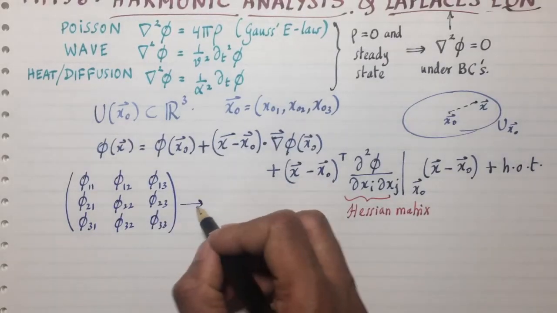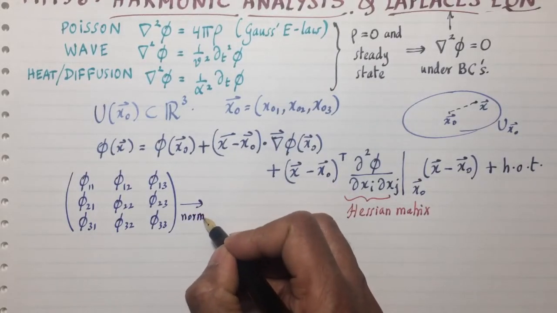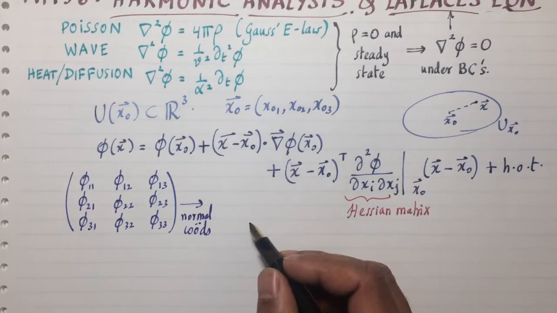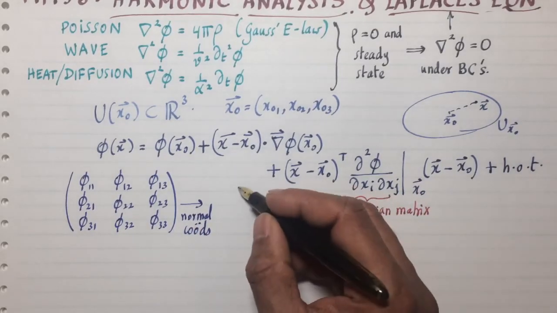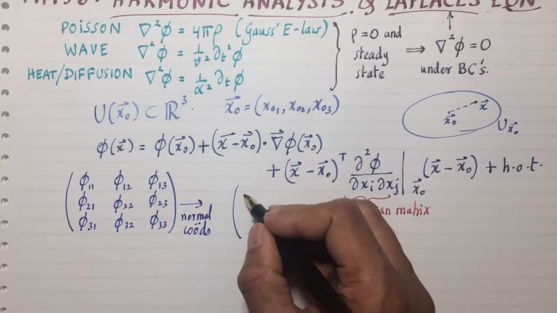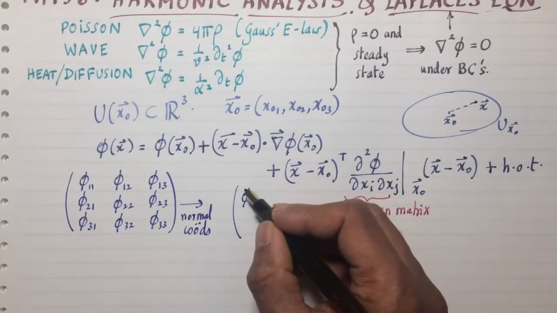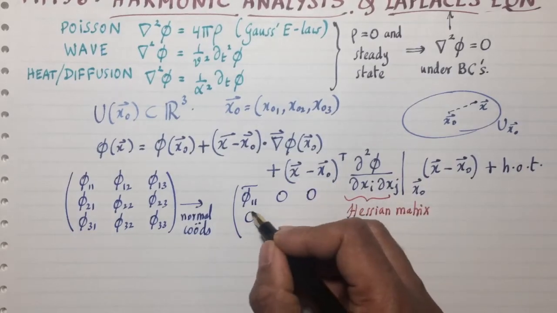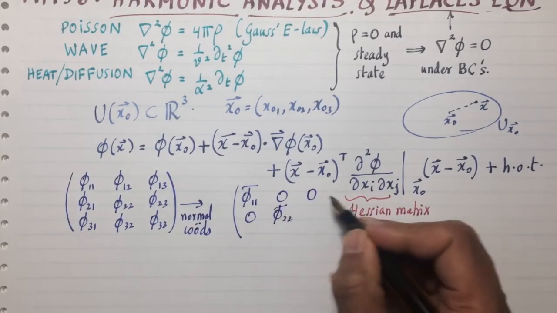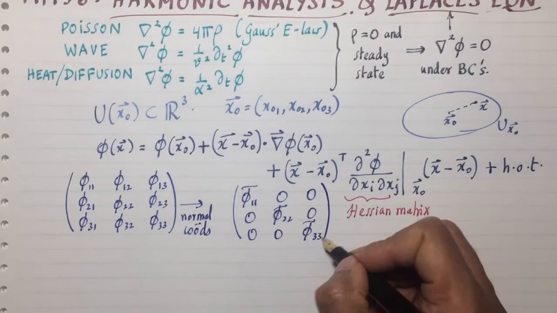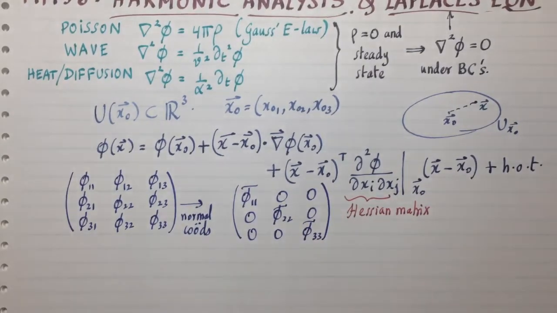But what we're going to do is go to what is known as the normal coordinate system. I won't prove it to you, but normal coordinates can always be found. And in the normal coordinate system, we're going to diagonalize the matrix so that you only get phi tilde 1,1, 0, 0, 0, phi tilde 2,2, 0, 0, 0, phi tilde 3,3. And now it's the legitimate Laplacian in those coordinates.